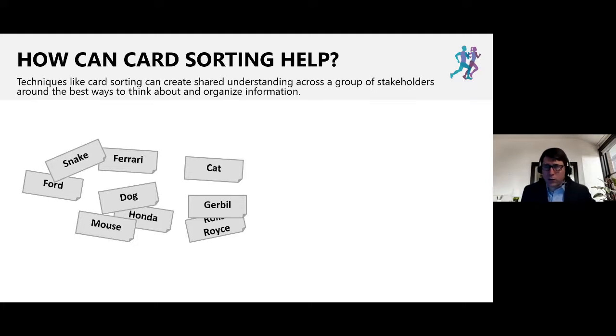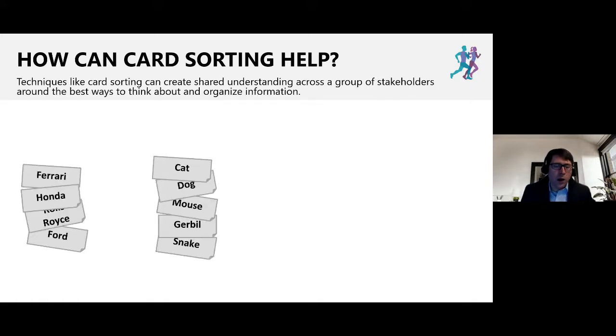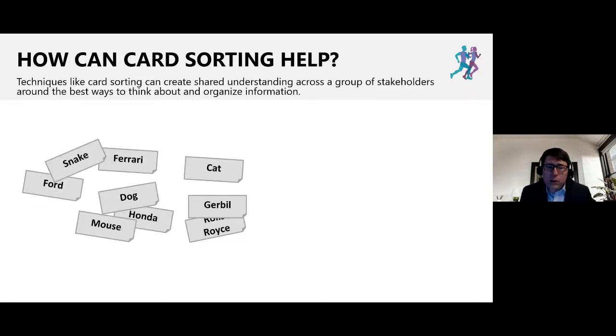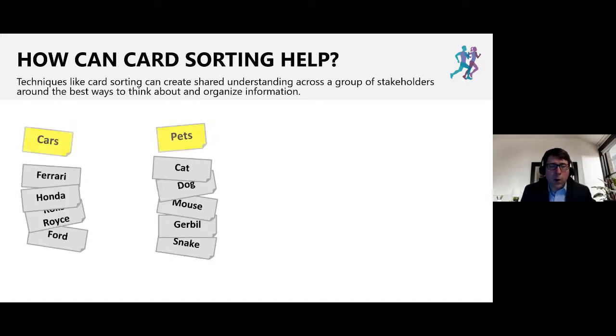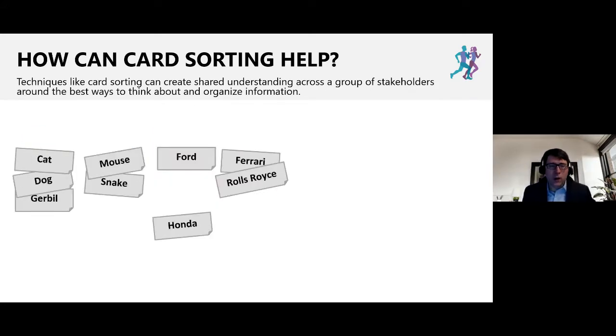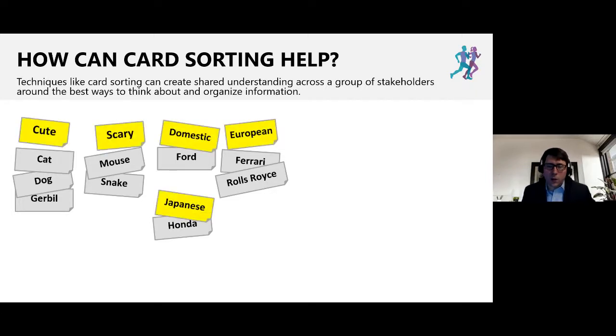Card sorting is essentially two forms of card sorting. There's open card sorting and there's closed card sorting. So here, as an example for open card sorting, I just give you a bunch of these cards, you organize them into two categories, and you say, look, I've got cars and pets. I give it to another person, and then they do the same exercise and they organize it into cute, scary, domestic, etc.